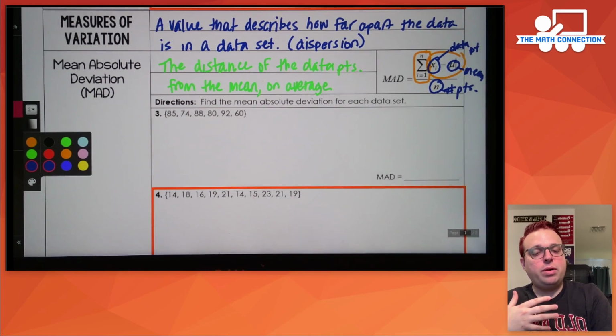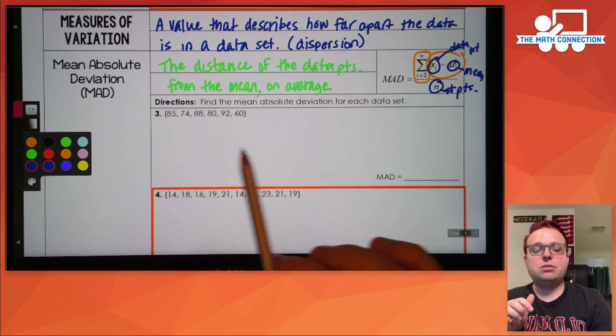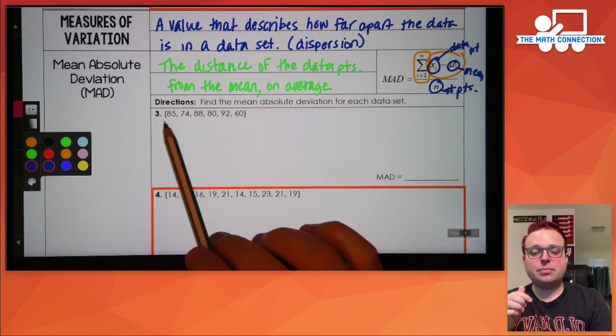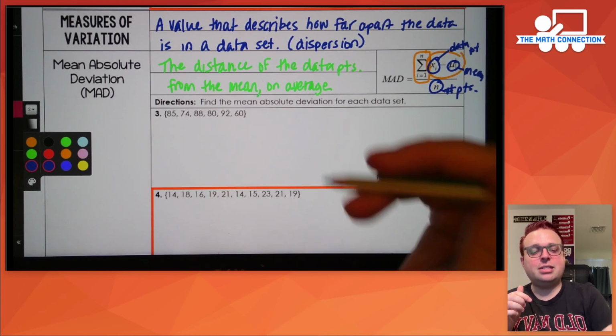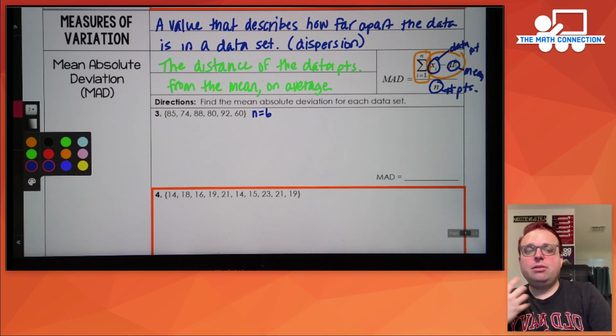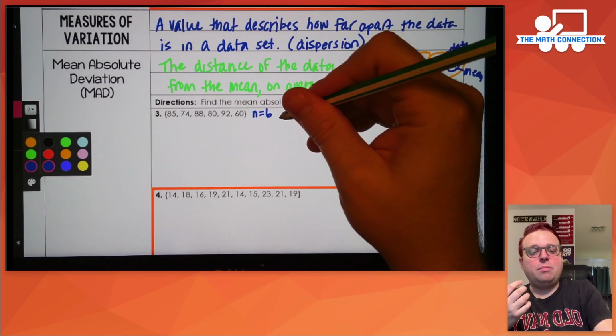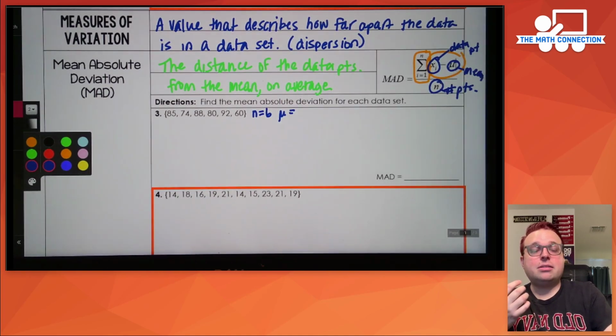So let's step through it very carefully one at a time. Okay, so here's your lovely data set. 1, 2, 3, 4, 5, 6 pieces of data. N is 6. What else do we need before we can solve this? What's the other unknown in here that we don't currently have? That would be the mean or the average. That would be mu. So let's solve for mu.